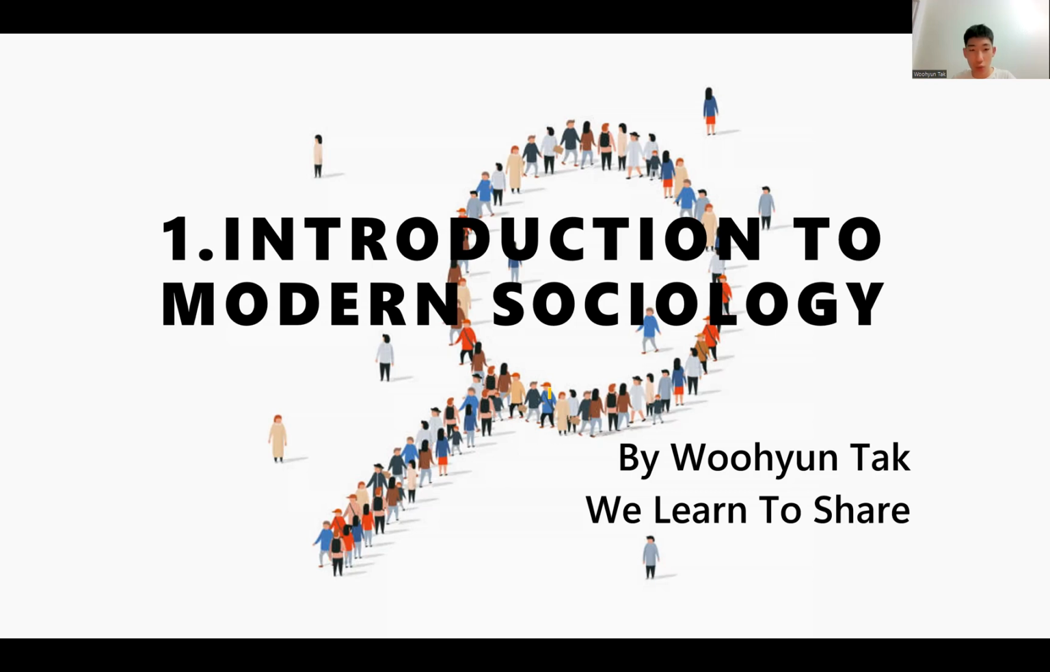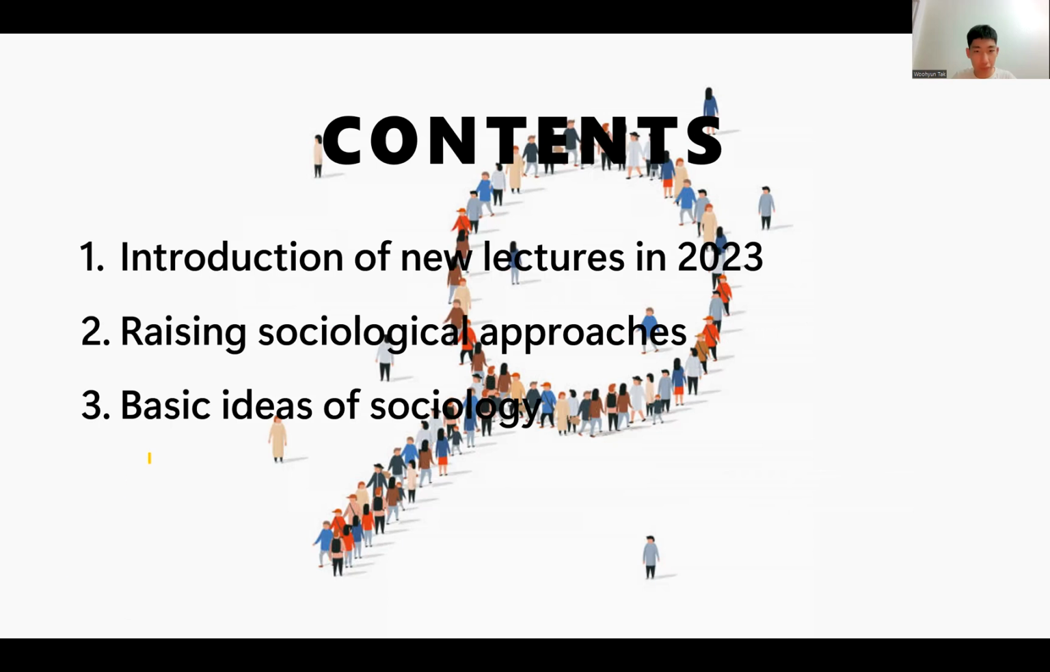And today's class will be about Introduction to Modern Sociology. So for a new year, I am going to have a class about modern sociology, which is covering contents about sociology written by Anthony Giddens. So today, the lecture will proceed in the following order. After we know what is sociological imagination, then we will know about basic ideas and scholars in sociology.